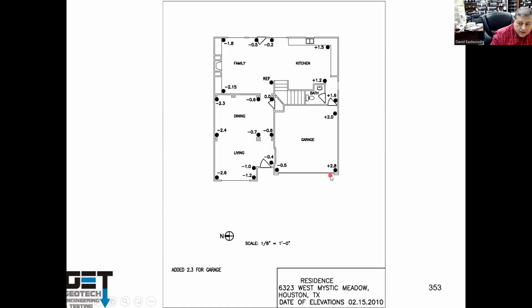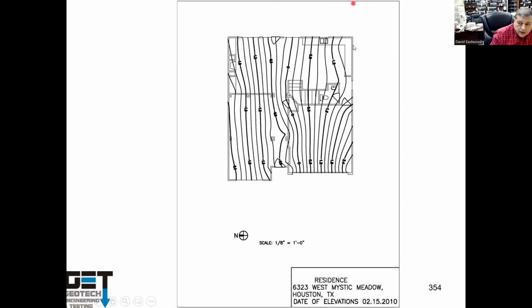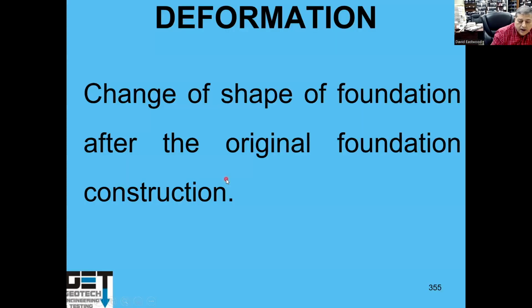So if you got a house and you got elevations like that, if you plot them, you see they're parallel. The fact that they're parallel means it's tilt. You can have up to 1% tilt. If a building tilts, it doesn't crack. Okay, it's not differential movement. You can have up to 1% tilt.